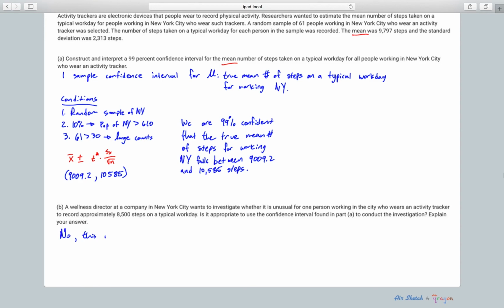This interval gives plausible values for the mean, and then I will say not the range. All right, hope that helps, folks.